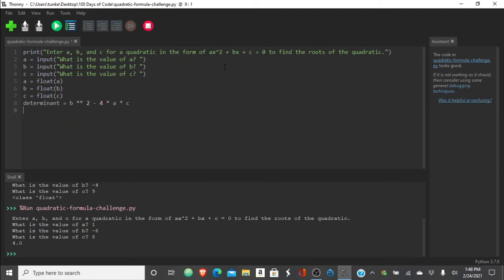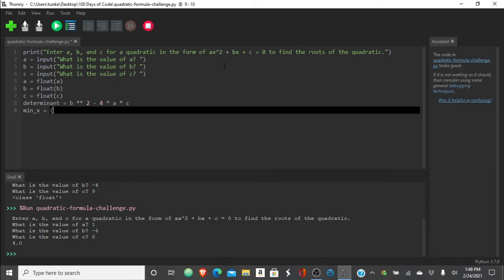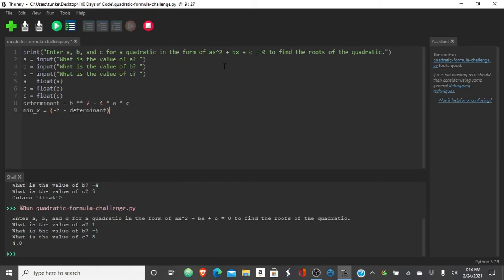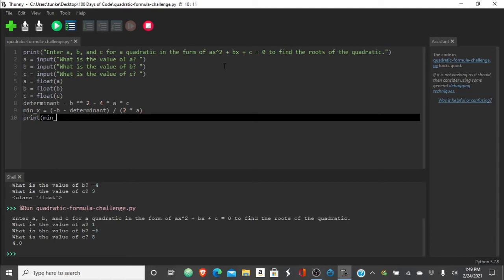All right, so now when we have two zeros, we're going to have a minimum x value. So I'll call that min x. And that's going to be negative b minus the determinant. And that's going to be divided by 2 times a. Okay, and let's see if we're doing it right this time. So let's print the minimum x value.